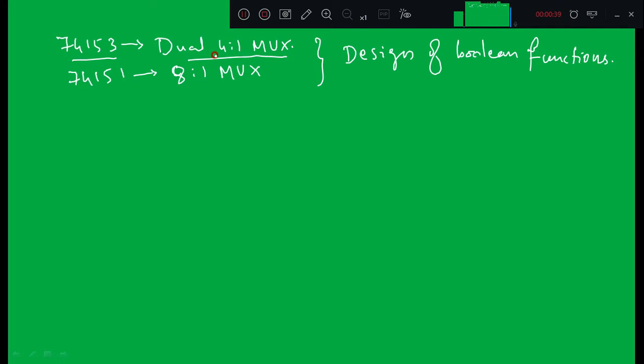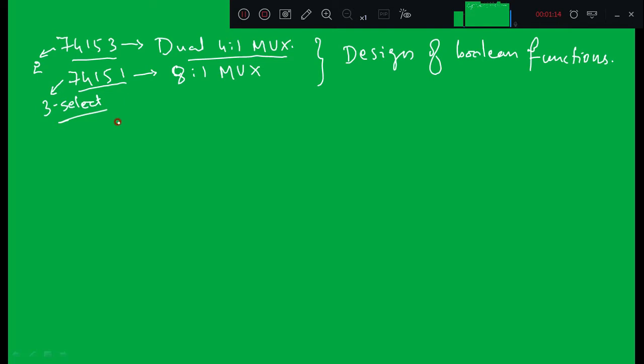You can observe in those examples the number of select lines. Let us say 74153 has two select lines, and the given function was also having two inputs. Similarly, we took one more example in which three inputs were there, and we used 74151, which has three select lines. So in the last class, the problems we discussed had a number of inputs equal to the number of select lines of these muxes.